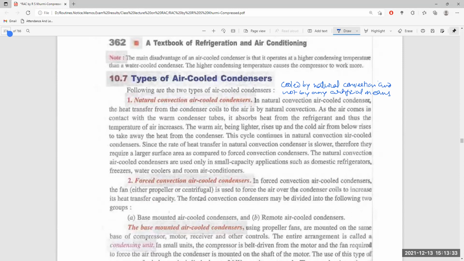The rate of heat transfer in a natural convection condenser is slower. Therefore, they require a larger surface area compared to a forced convection condenser. The natural convection air-cooled condensers are only used in small capacity domestic refrigerators, freezers, water coolers, and room air conditioners. Means what happens here?